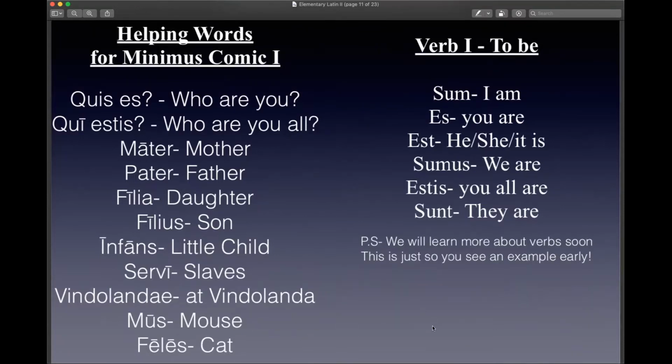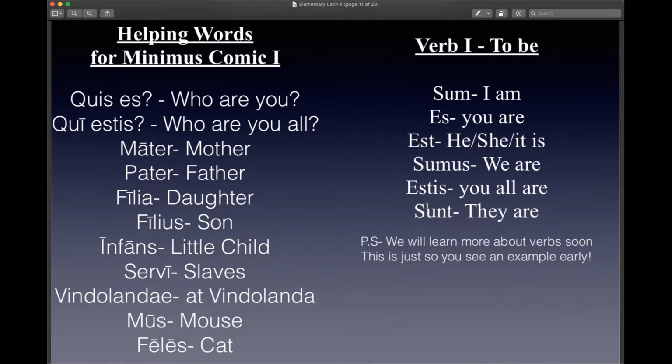Now I've given you your first verb here. We're not going to really go deep into it. I just want you to see this. This is something the book isn't showing you, but they're trying to teach you this, actually. They're just trying to sneak it into your mind without you knowing, in a way. And this is your first verb, the to be verb. I am, you are, he is, she is, that kind of stuff. So sum, es, est, sumus, estis, sunt.